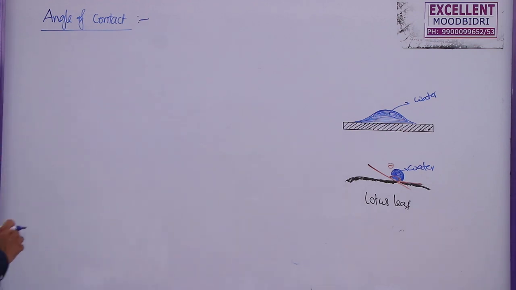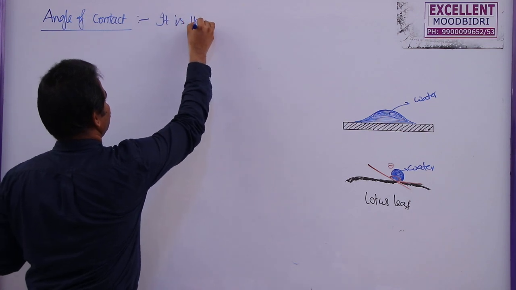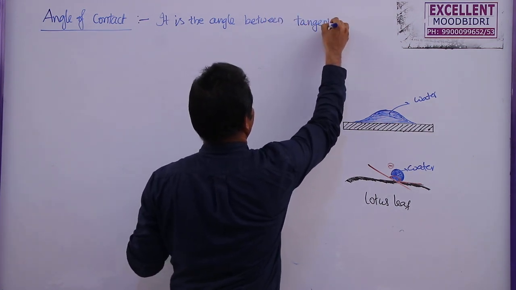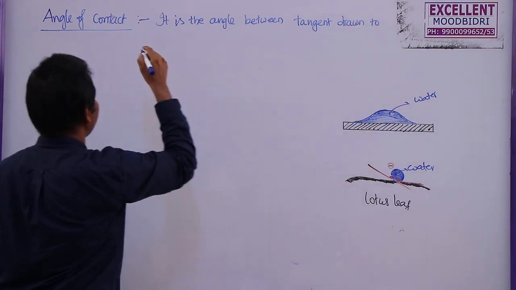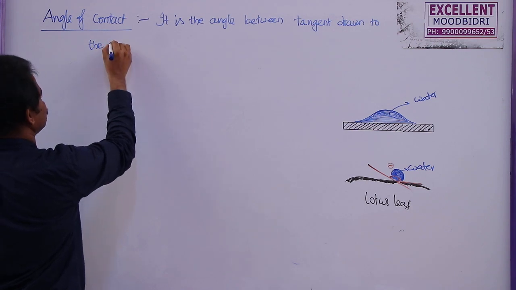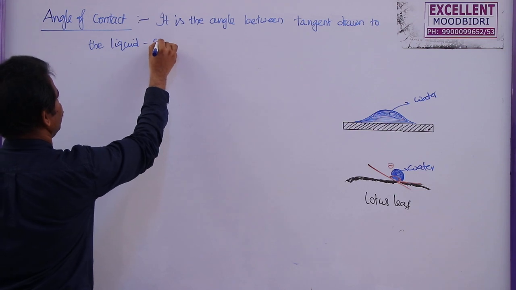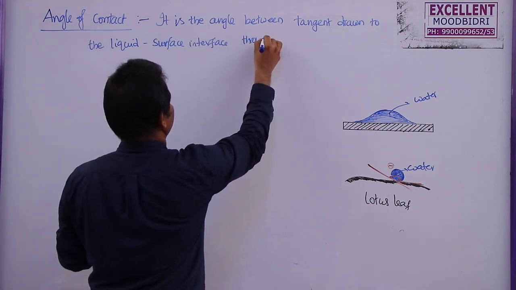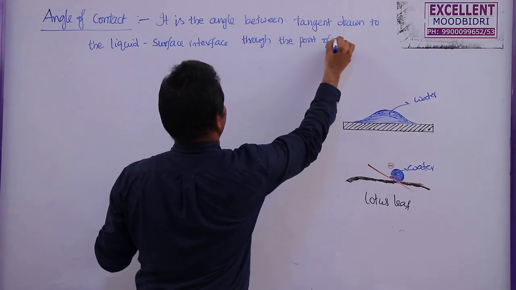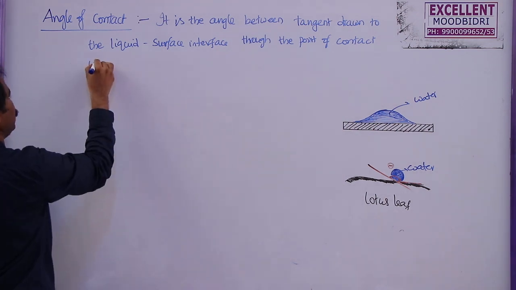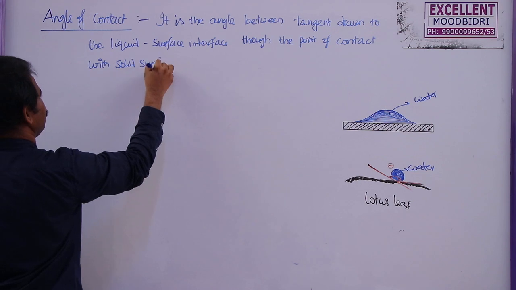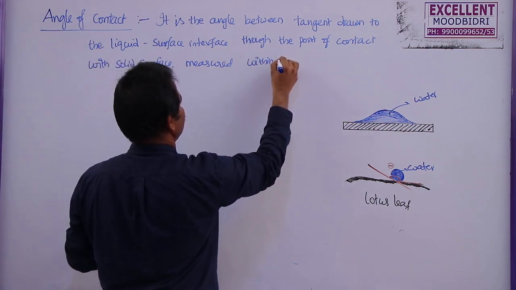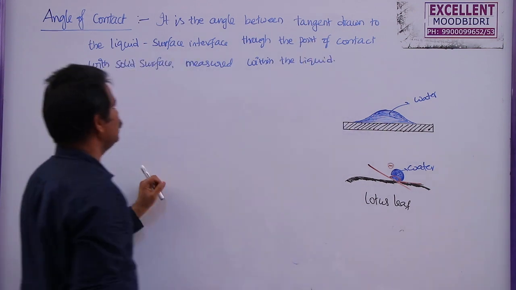So how to define angle of contact? It is the angle between the tangent drawn to the liquid-solid interface through the point of contact with the solid surface, measured within the liquid, is known as angle of contact.